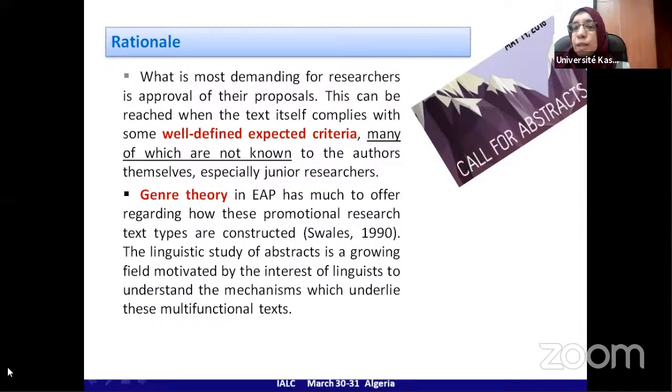Particularly, genre theory in EAP, English for Academic Purposes, has much to offer regarding how these promotional research text types are constructed. The linguistic study of abstracts is a growing field motivated by the interest of linguists to understand the mechanisms which underlie these multifunctional texts.